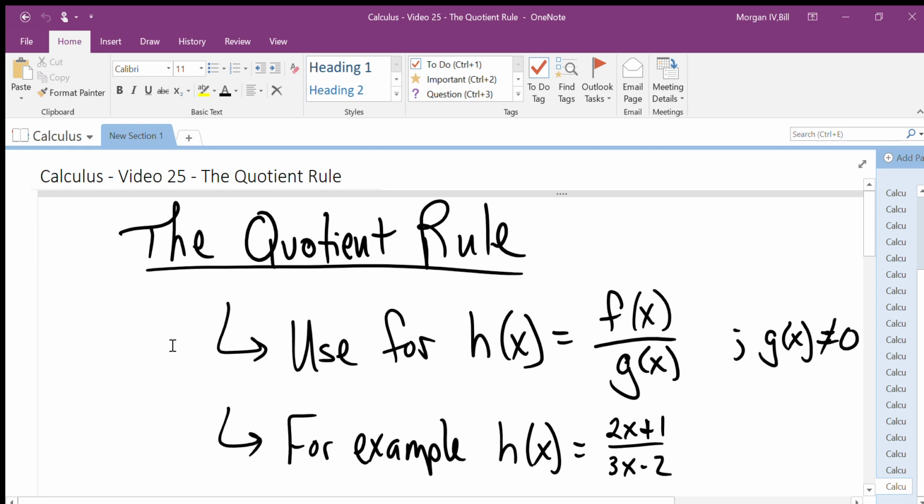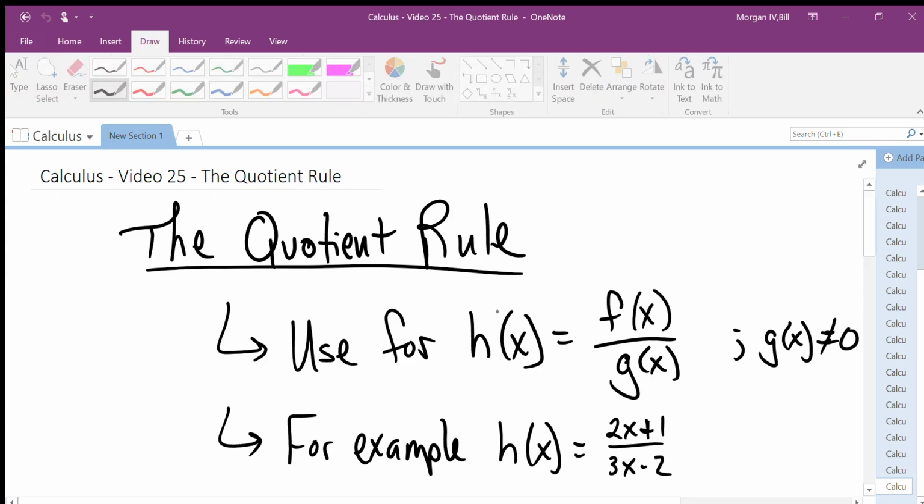Calculus video 25, the quotient rule. The product rule we use when we have two functions multiplied and we want to find the derivative. Likewise, we have the quotient rule, which we'll use whenever we have a function such as h of x equals f of x divided by g of x, two functions, one divided by the other, provided that the denominator is not 0. So g of x is not equal to 0 here, otherwise we're dividing by 0, and that's a problem.